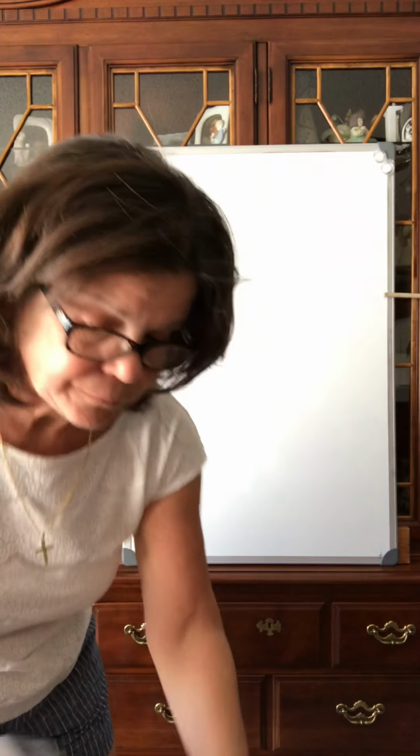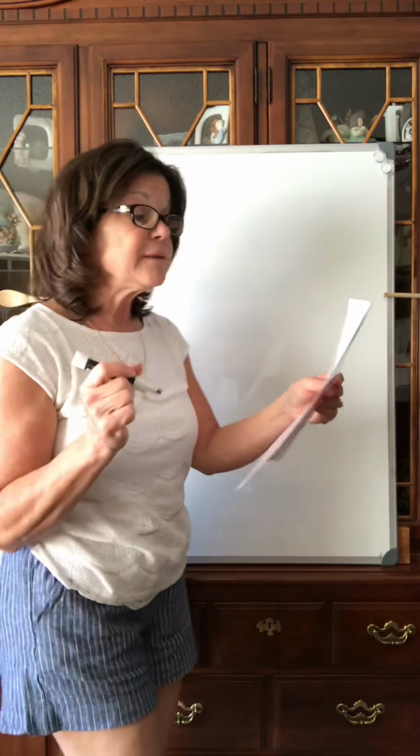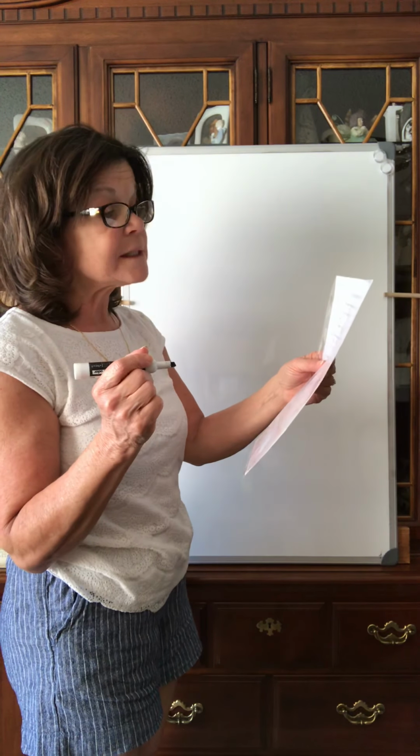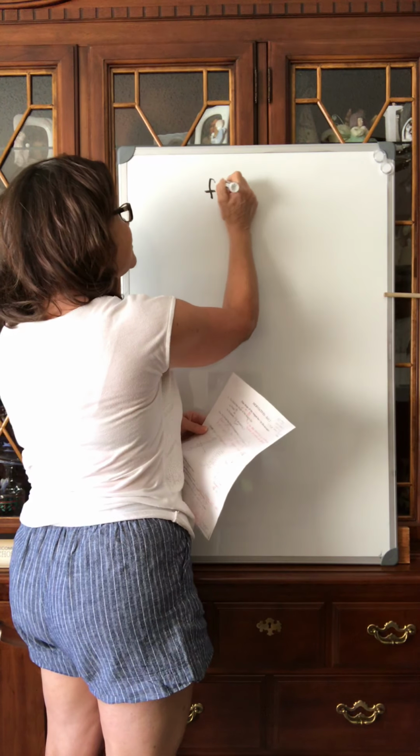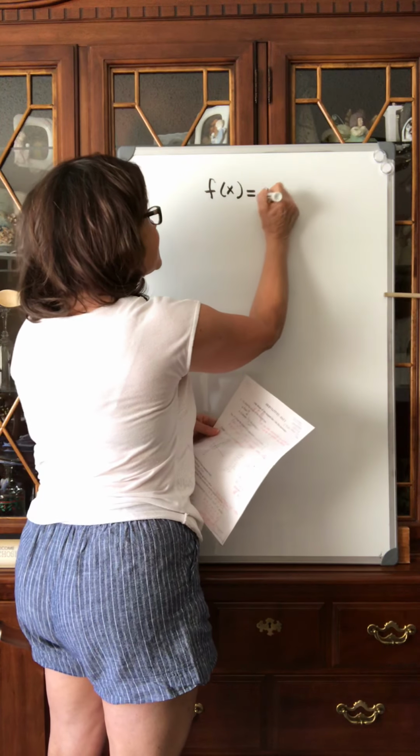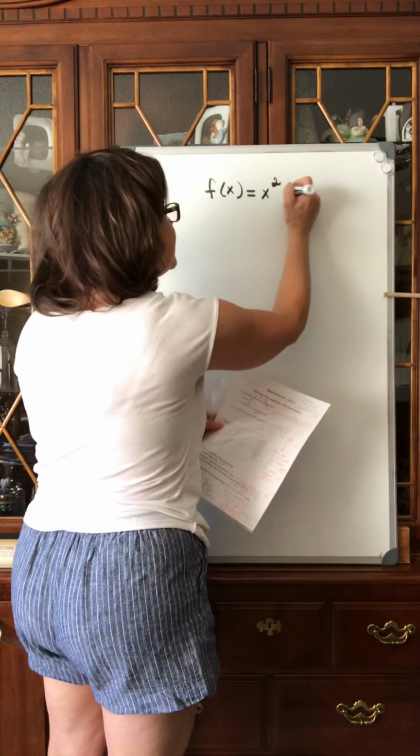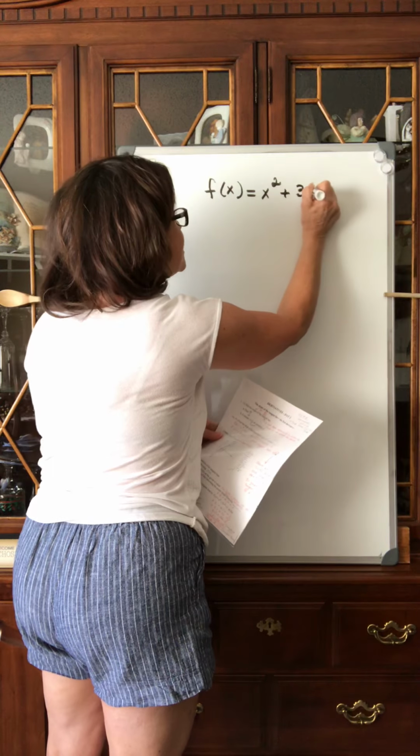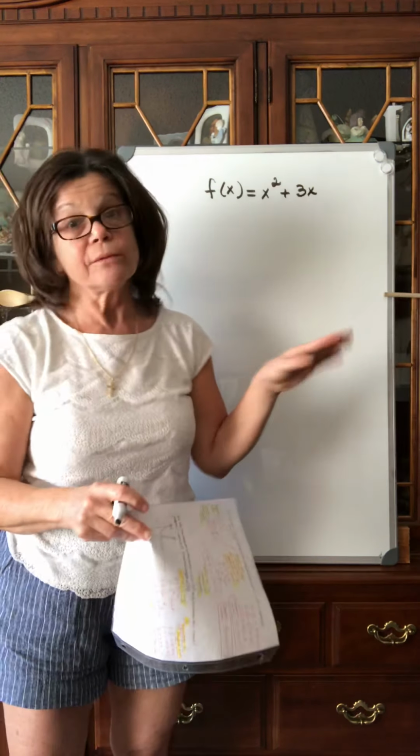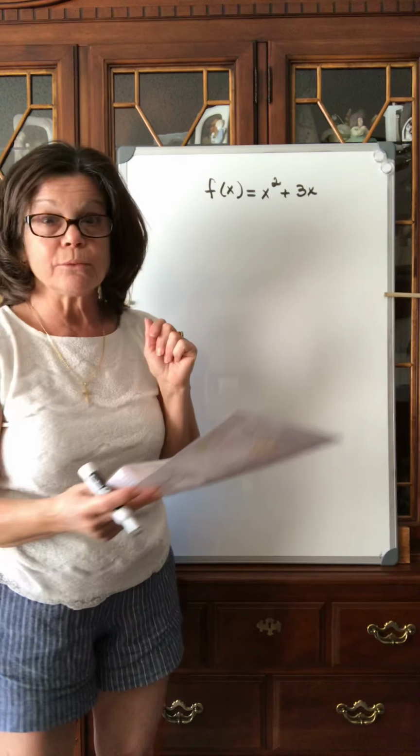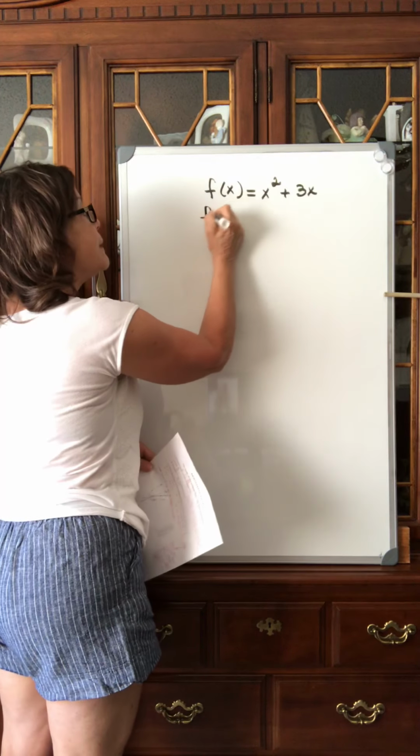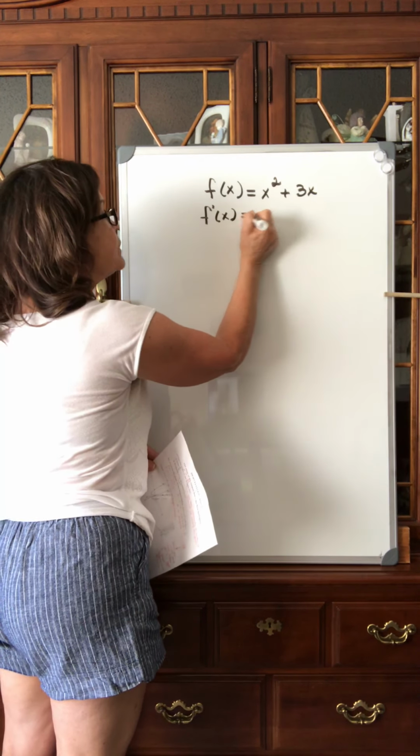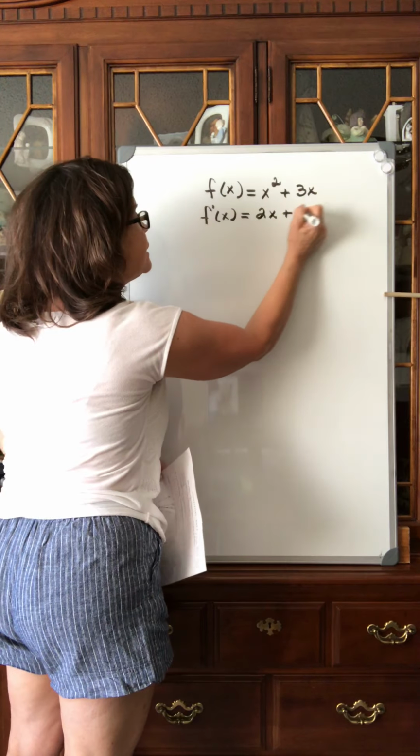So for example number 1, we want to find the slope of the line tangent to the graph f of x is equal to x squared plus 3x at an x value of 1. So f of x is equal to x squared plus 3x, and we have to find the slope of the line tangent to this curve, this parabola, at an x value of 1. The way you do that, step 1 is you find the first derivative of the function. So f prime of x, the first derivative, is equal to 2x plus 3.